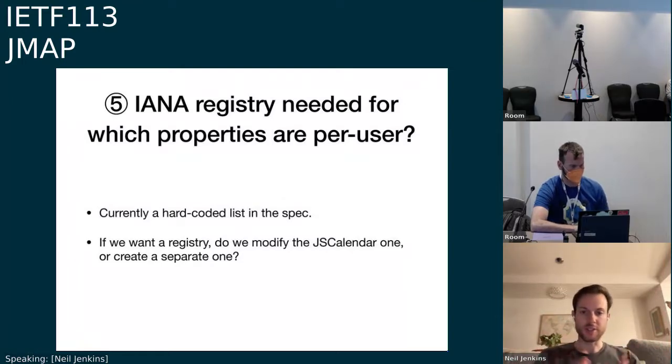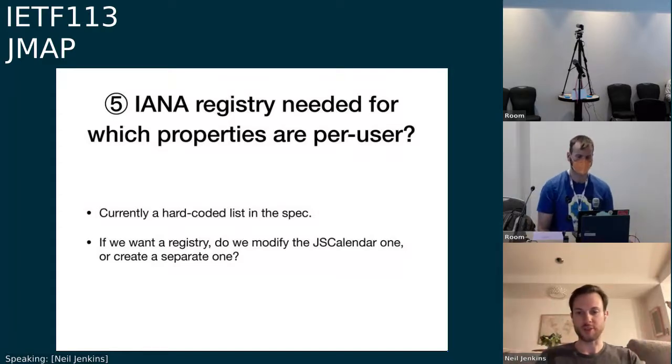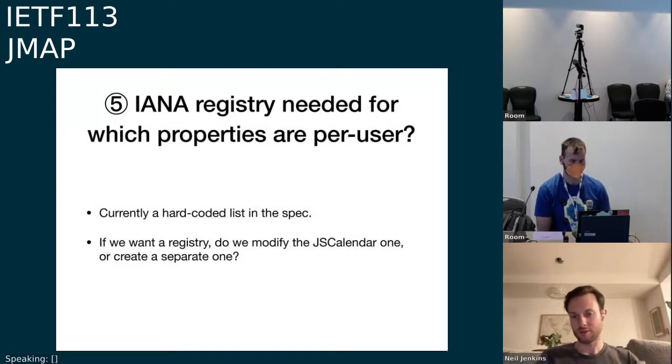So at the moment, the list of properties that are considered per user is hard-coded in the spec. Do we want to have this in a registry somewhere? Probably. It seems possible that there might be others in the future that you want to treat in the same way. And if so, do we modify the JS calendar spec, which already lists all the properties, to add an extra column to say whether it should be treated per user in JMAP calendars, or is this something we should create just a separate JMAP calendars registry for?